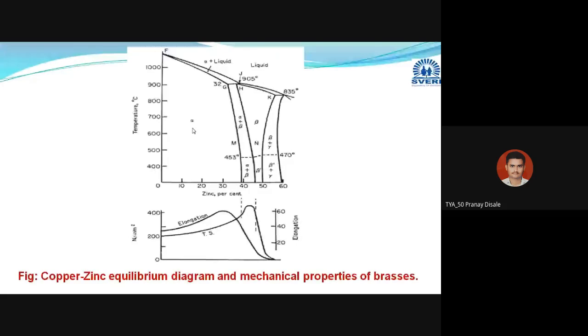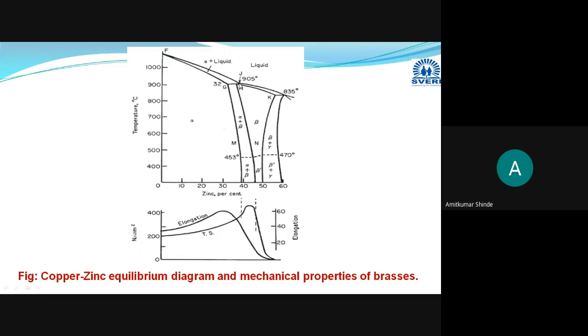Sir, that J point, that part I don't understand. Which point? J point, the 905 degree centigrade temperature part. J point. This point you are getting.